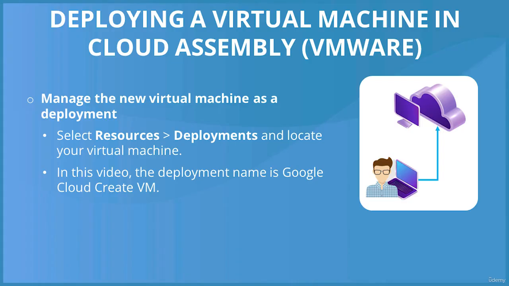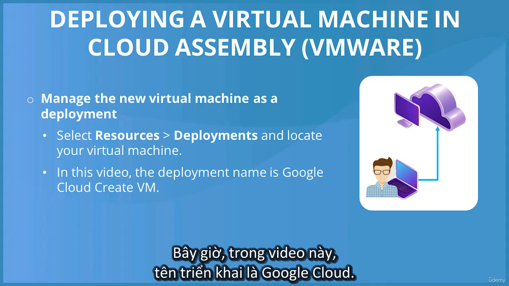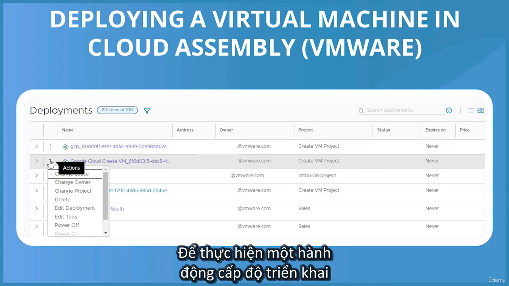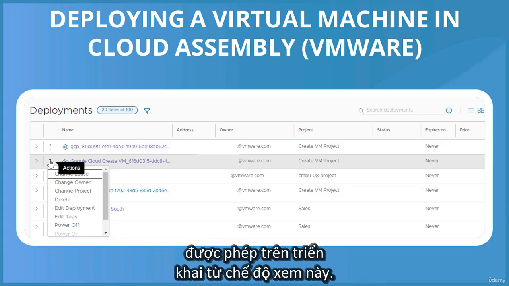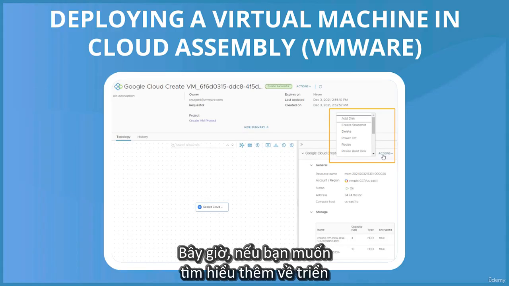And then for step four, when the deployment process is completed successfully, you can then begin managing the deployment. Select Resources, Deployments, and locate your virtual machine. In this video, the deployment name is Google Cloud Create VM. To run an allowed deployment level action on the deployment from this view, click the vertical ellipses and select the action.